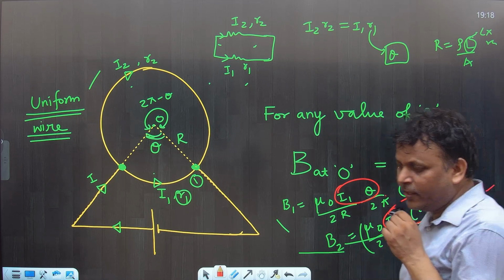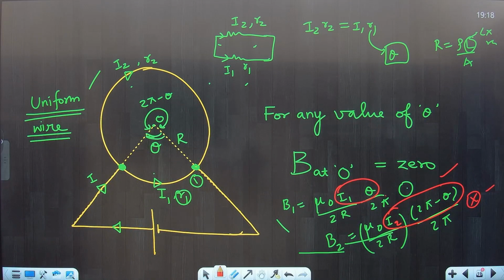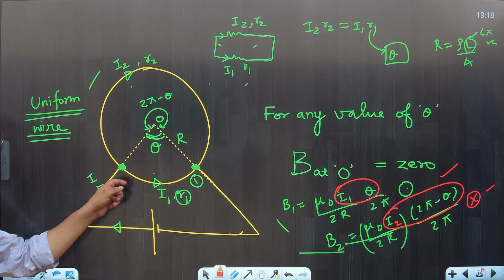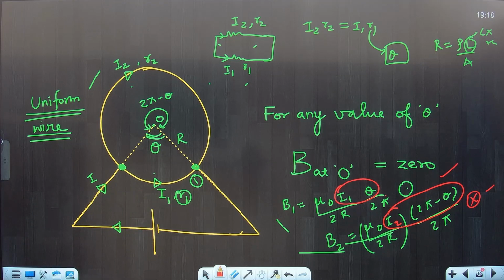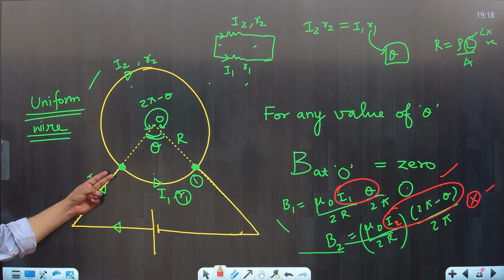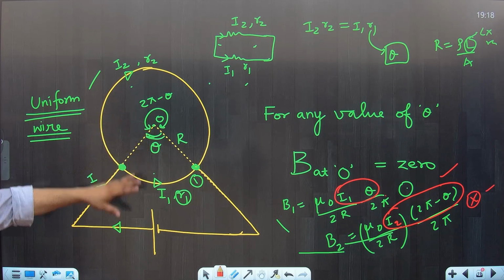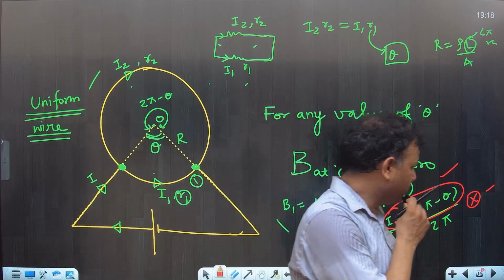So it is a very interesting result that whenever there is a uniform wire and you have taken 2 points across which you have put a battery, and then the current comes and divides into 2 parts, the magnetic field due to these 2 parts at the center will be 0. So now come to the next question.